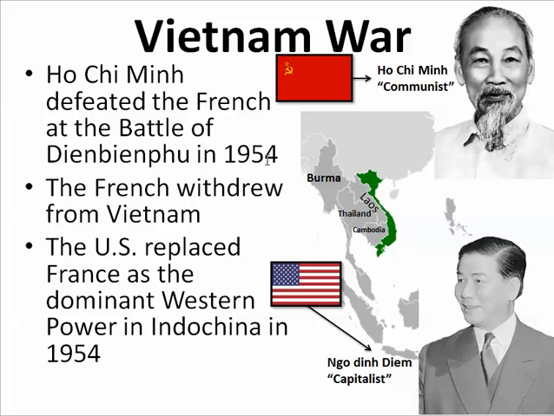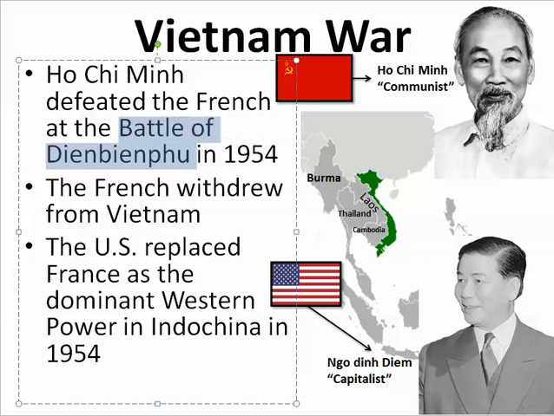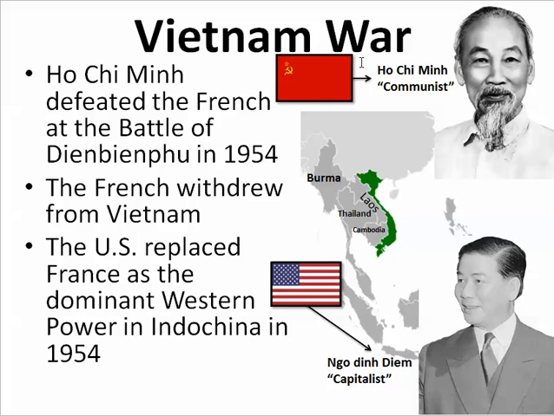In 1954, at the Battle of Dien Bien Phu, the French are defeated by Ho Chi Minh, the communist here. And so the French withdraw from Vietnam, and they had to sign the Geneva Accords to withdraw. But the United States refused to sign the Geneva Accords and instead stayed in Vietnam and became the dominant Western power there in French Indochina. Now it's just Indochina, and these two guys want to take it over. And so the United States backs Ngo Dinh Diem, the capitalist that wants to take over Vietnam. And then the Soviet Union and China are going to back Ho Chi Minh, this communist, and his communist takeover of Vietnam.